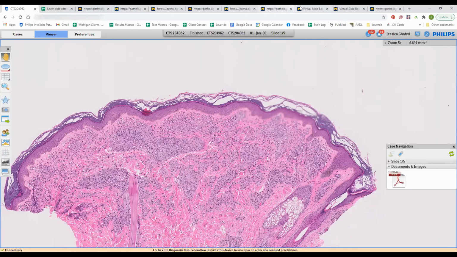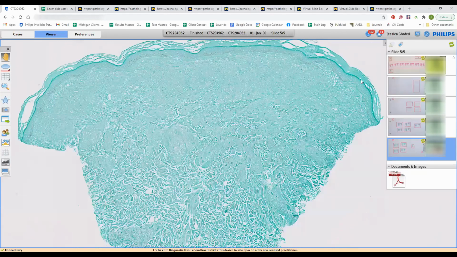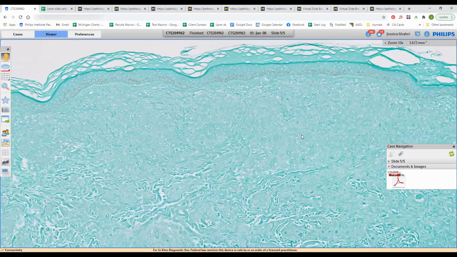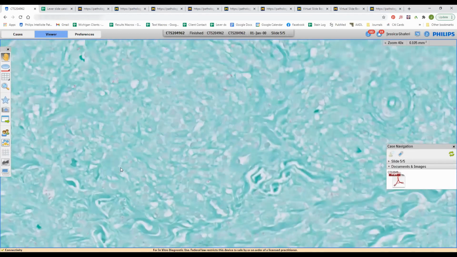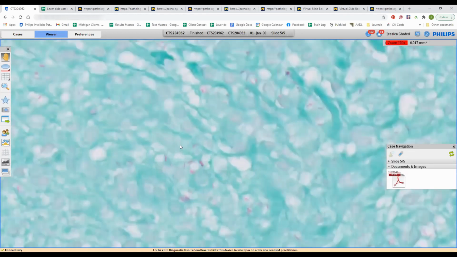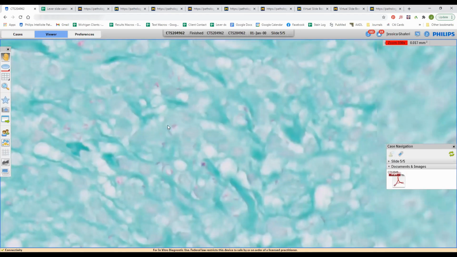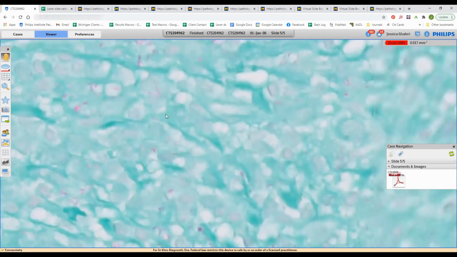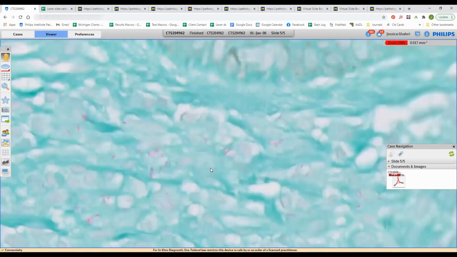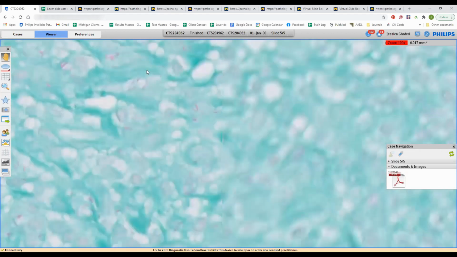And let me get the Fite stain pulled. All right, so this is the Fite stain for this case. And you can see here that there are these very numerous organisms. So all of these slender pink structures are organisms that are just filling up all of these histiocytes.